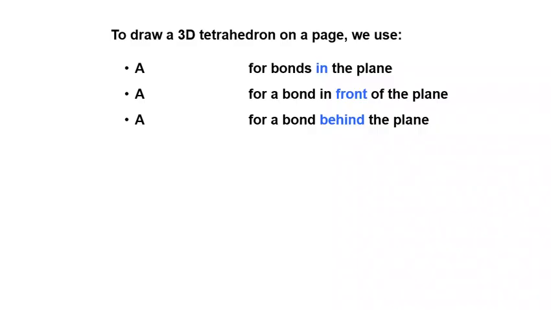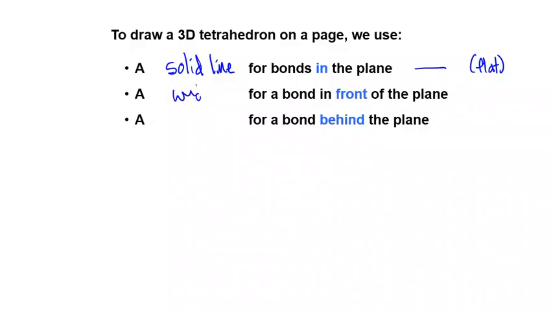A couple of notes about drawing in three dimensions. When we are drawing a three-dimensional tetrahedron on a page, we are going to use wedges and dashes to represent that three-dimensional space. We're going to use a solid line, just a line like that, for bonds that are in the plane. And when I say plane, I don't mean in the sky. I'm talking about the plane of the paper. So this is flat, in other words.